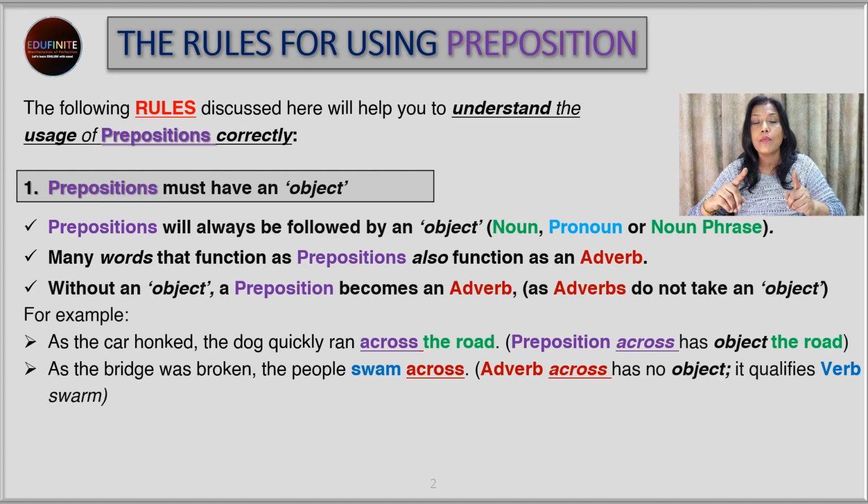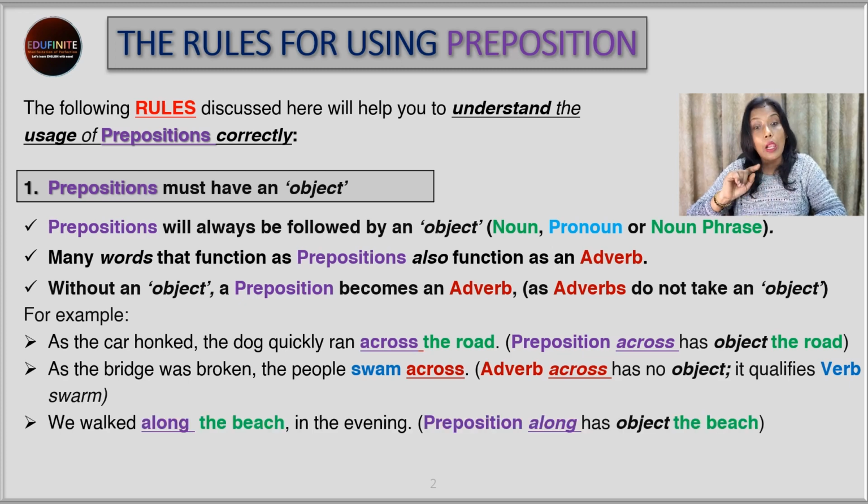The people swam. Where did they swim? They swam across the river or wherever the bridge was broken. So they could not cross that river because the bridge was broken. So when they had to go from one side to the other, they had to swim across the river. So over here, you see the difference: across in the first sentence, across the road, has the object, so that's a preposition. And in the next sentence, swam across, after across there is no object. So that's the adverb. Let's look into some other sentences to understand it more clearly.